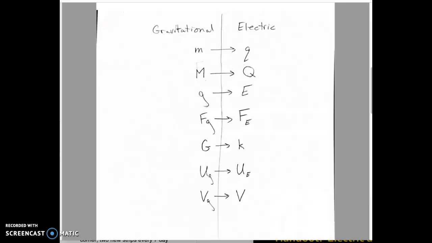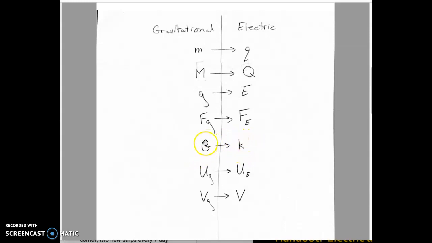First of all, I want you to see that all the gravitational quantities have electric analog quantities. So if you see mass in a gravitational equation, just replace it with charge Q in the electric equation and you'll get the correct electric equation. If you see big M for big mass, big Q. If you see little g, gravitational field strength, that's E, electric field strength. If you see the force of gravity, that's electric force. If you see the gravitational constant, that's Coulomb's constant.